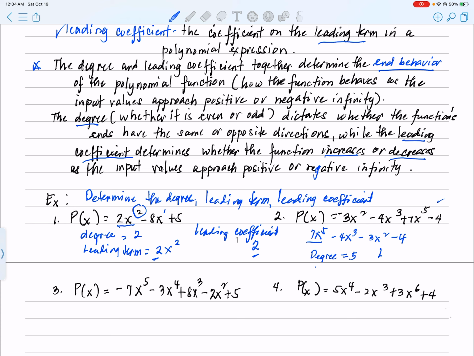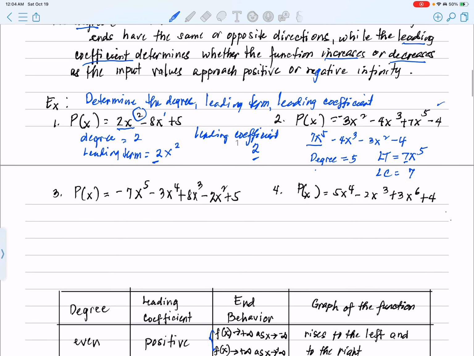So the leading term is where the highest exponent is. So that is 7x to the 5th power. And the leading coefficient is the coefficient of the leading term, which is 7. There. All right? Let's do this. P of x is negative 7x to the 5th minus 3x to the 4th plus 8x cubed minus 2x squared plus 5.